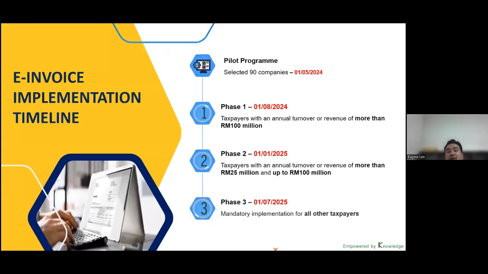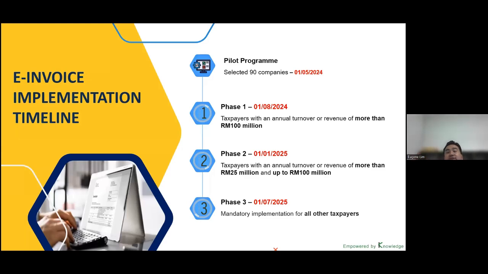So now we're going to the e-invoice implementation timeline. Actually, now already 90 companies under the pilot program have started e-invoice. It starts from the 1st of May. The second category on phase 1 is for those with a turnover above 100 million. It will start on the 1st of August. So coming August, you will see that companies like Hi-O are going to prepare for e-invoice. Phase 2 is for those with a turnover between 25 million up to 100 million.